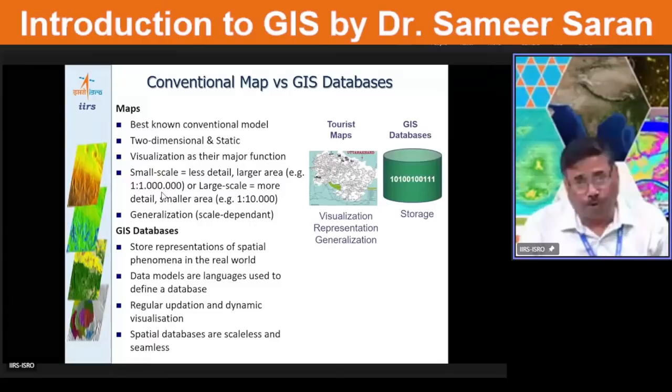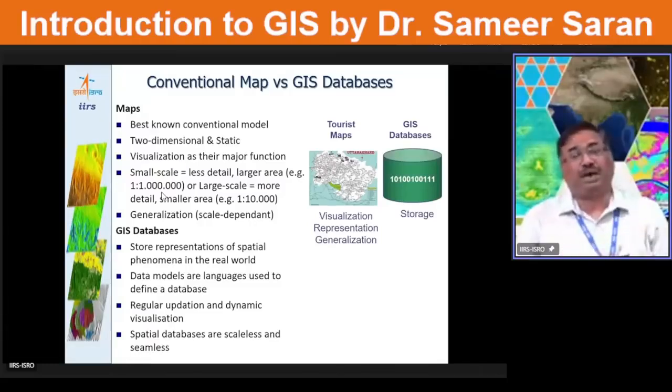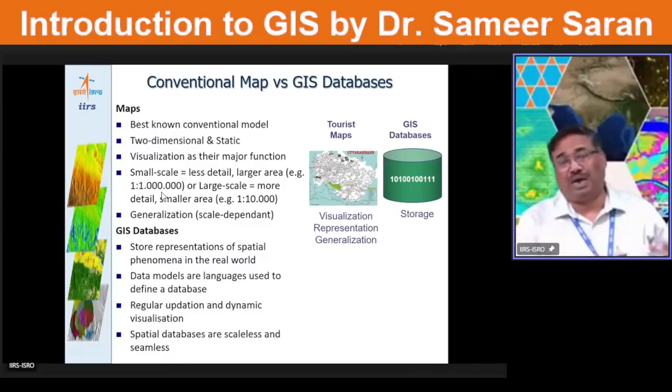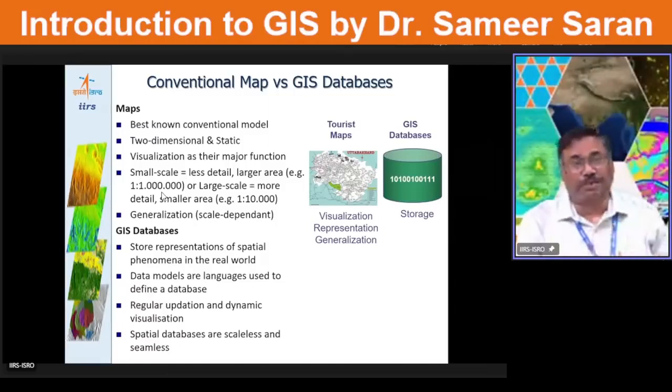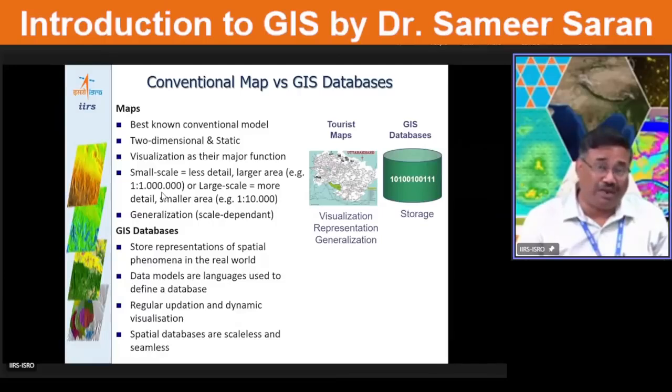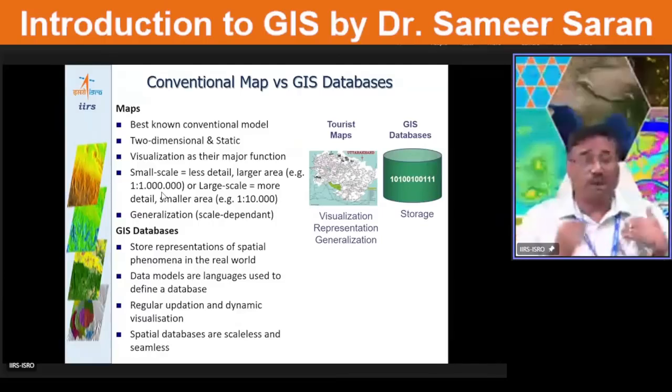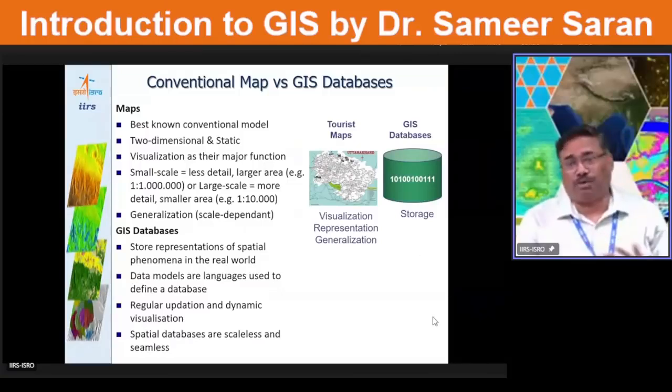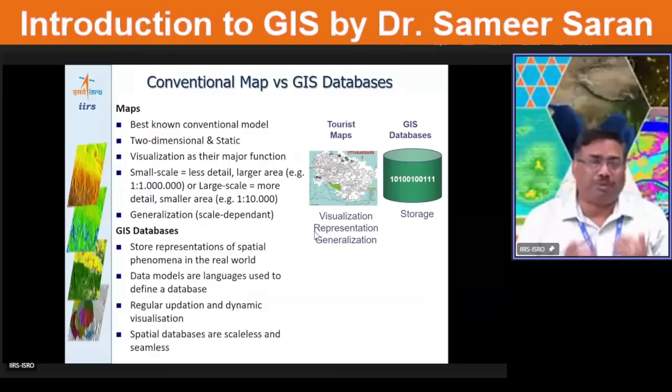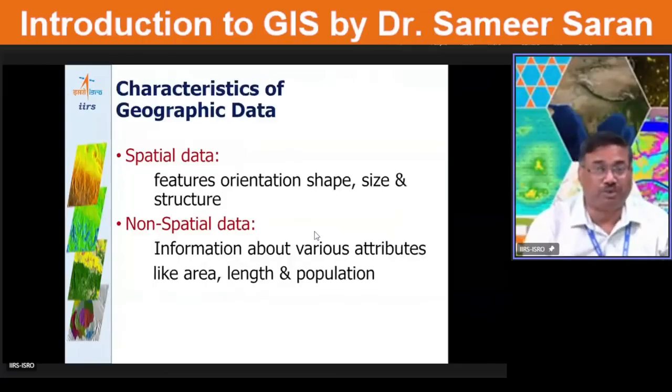Another important component of GIS maps is that conventional hard copy maps are limited to a certain scale. You cannot do dynamic visualization of those data sets; they are scale dependent. But GIS databases are scale invariant. You can do dynamic visualization, you can update the maps, and you can even create a number of applications from the given GIS databases. So GIS has much more capability compared to conventional data sets.